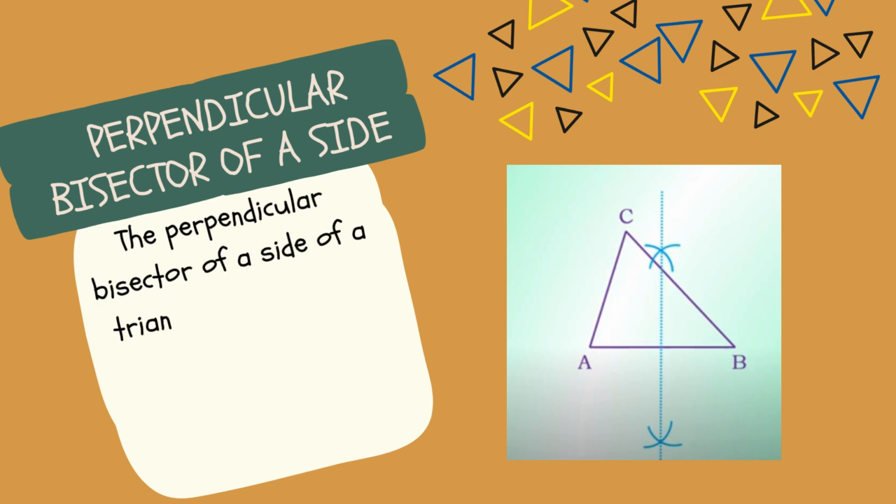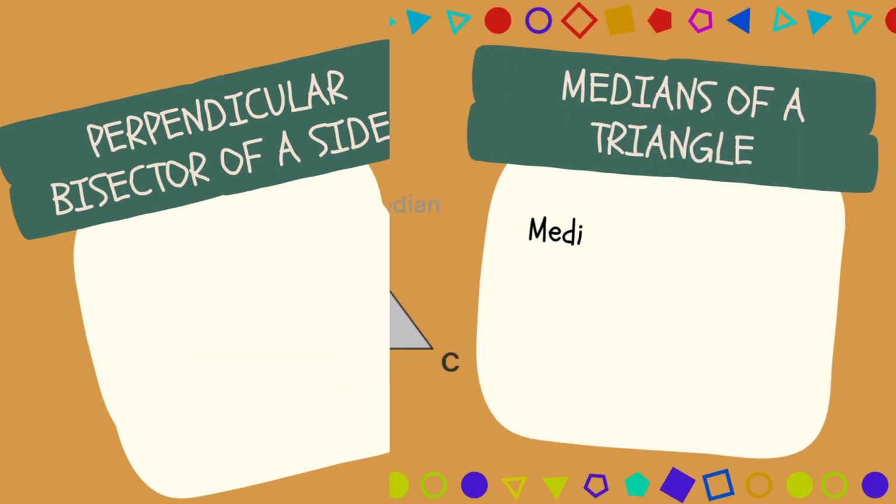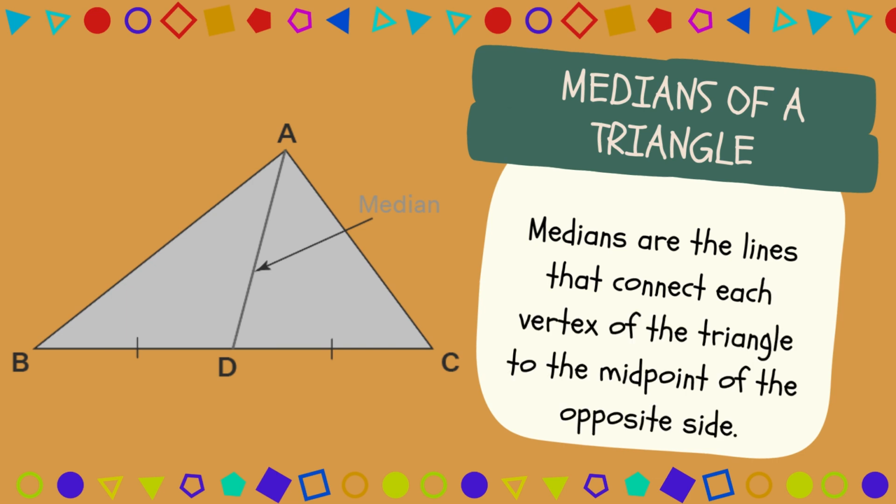Perpendicular bisector of a side. The perpendicular bisector of a side of a triangle is a line that is perpendicular to that side and passes through its midpoint. Medians of a triangle. Medians are the lines that connect each vertex of the triangle to the midpoint of the opposite side.